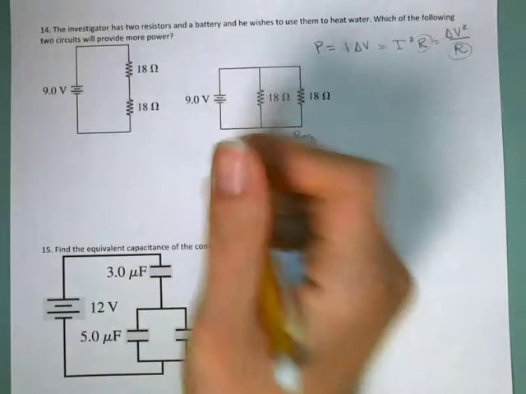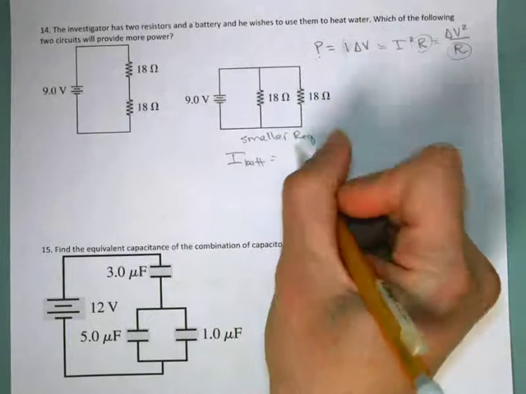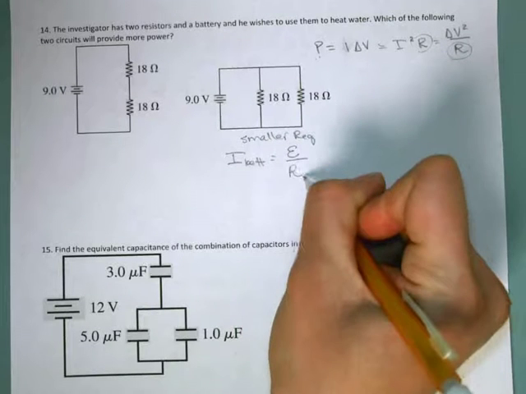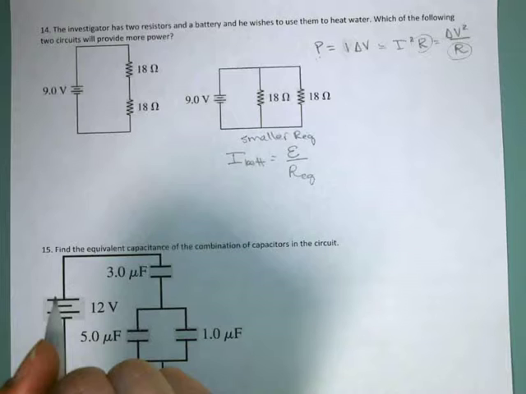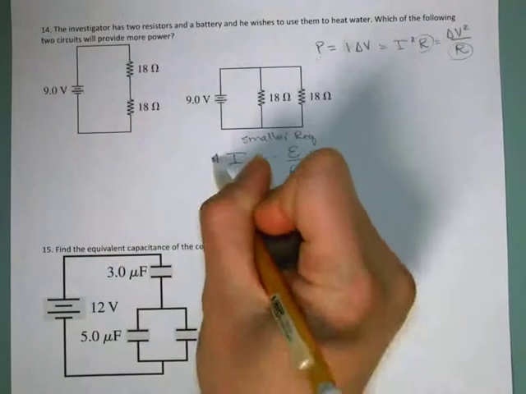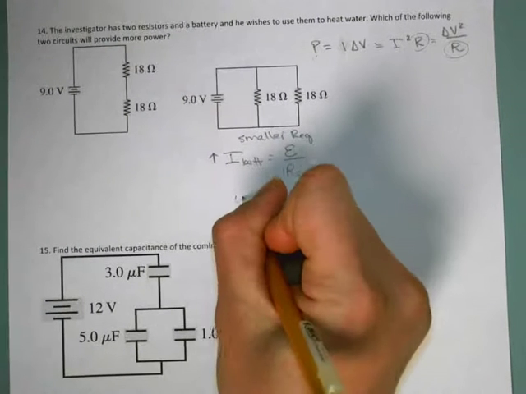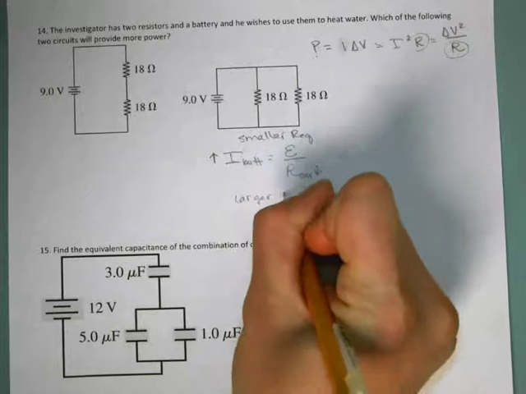And since I know that the current supplied by the battery is the EMF over the equivalent resistance, I know that that will be small and that will be big. So this one has larger I.